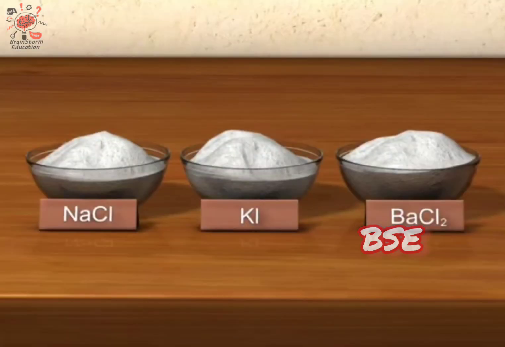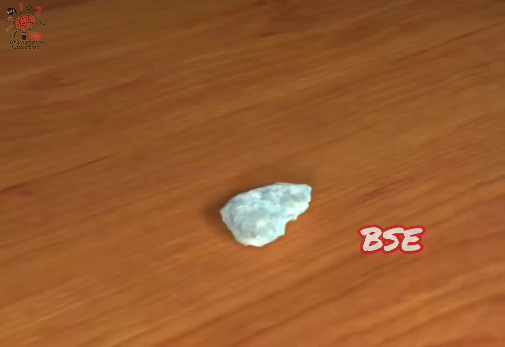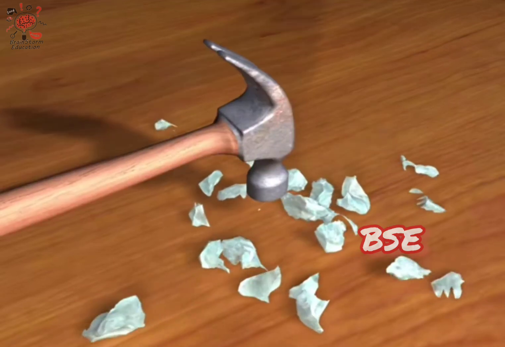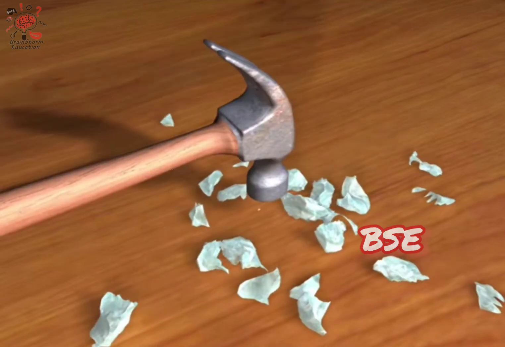Ionic compounds are solid at room temperature. Let us see what happens if we whack a crystal of sodium chloride with a hammer. The crystal shatters. Why?